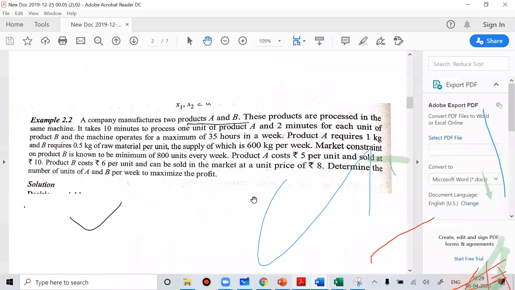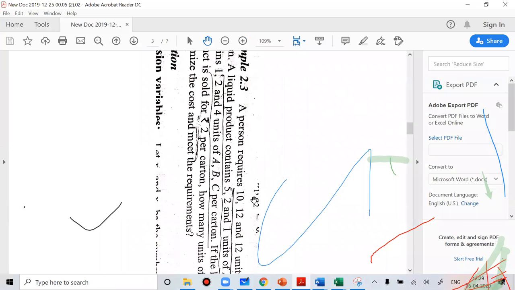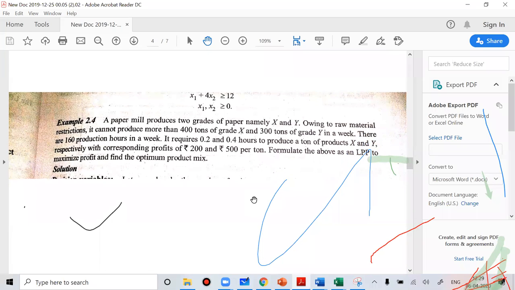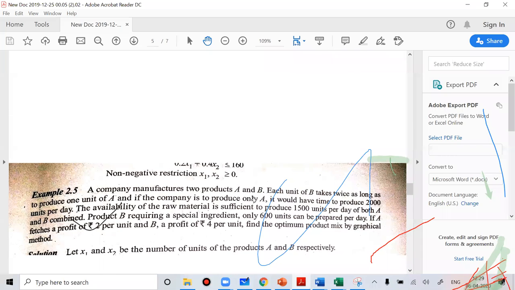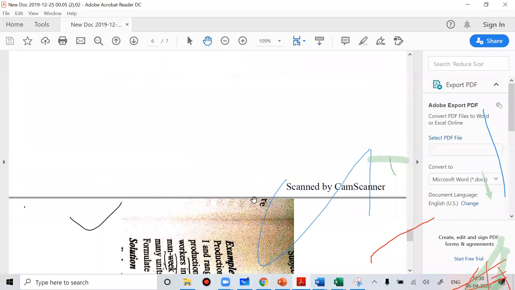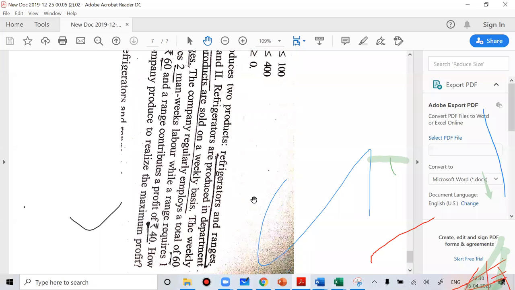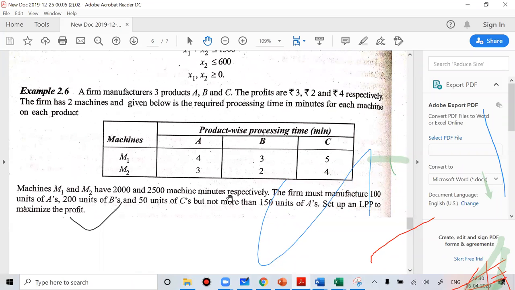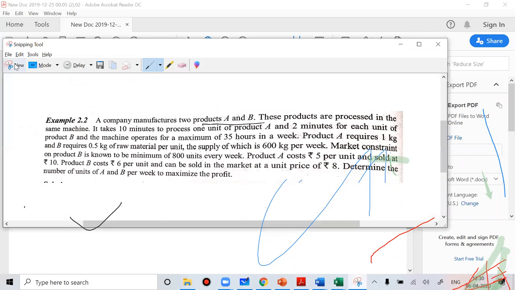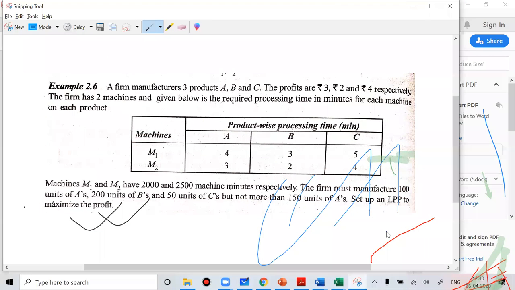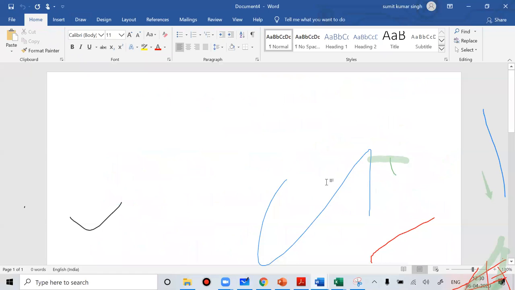Like this, in the PDF I have sent you, you have more problems like this. You can go through these problems, and every problem is done the way I did the first two. All the other problems are more or less the same. You have to learn how to formulate the equation. Okay, you are understanding, right? If you learn how to formulate the equation, then things will become very easy for you. Once you learn it, you can do everything very fast.